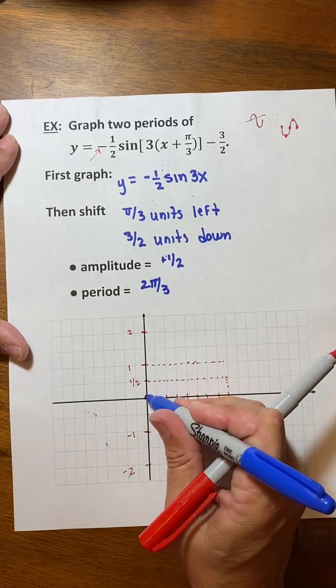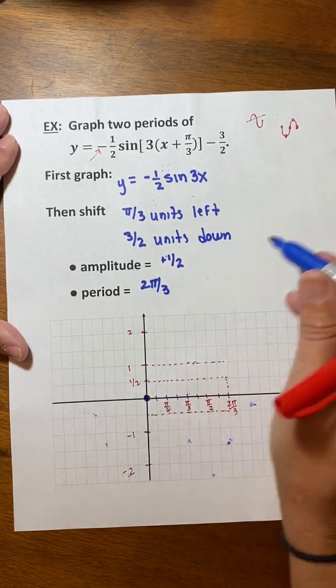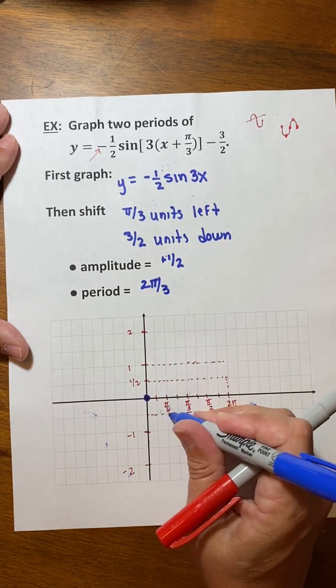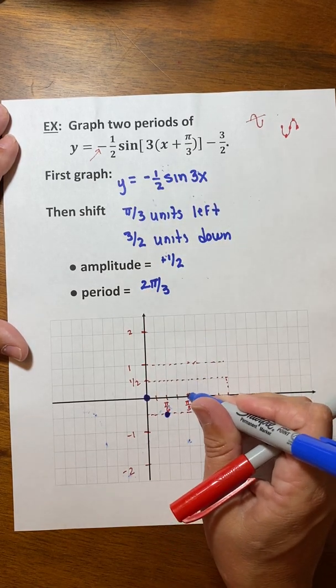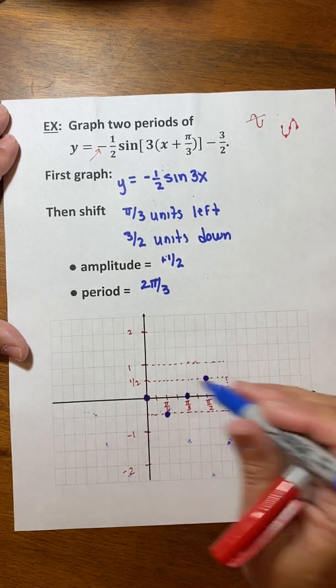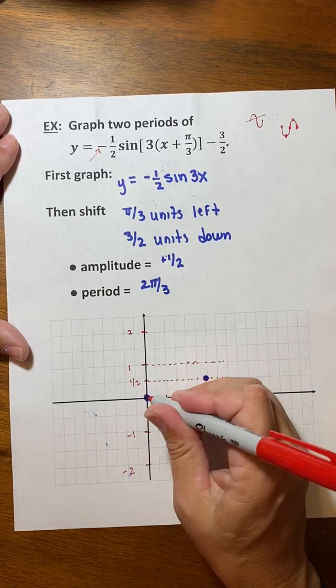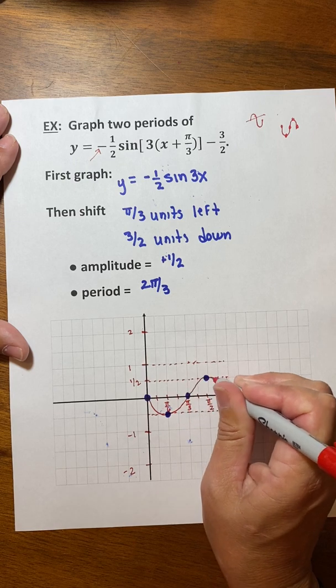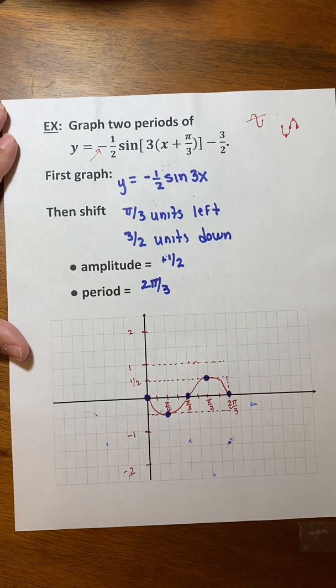The sine starts at 0, 0. And then because it's the negative sine, it's going to bottom out a quarter of the way through. It's going to cross halfway. It's going to max out at 3/4 and then end right there. So this is 1 period of -1/2 sine of 3x.